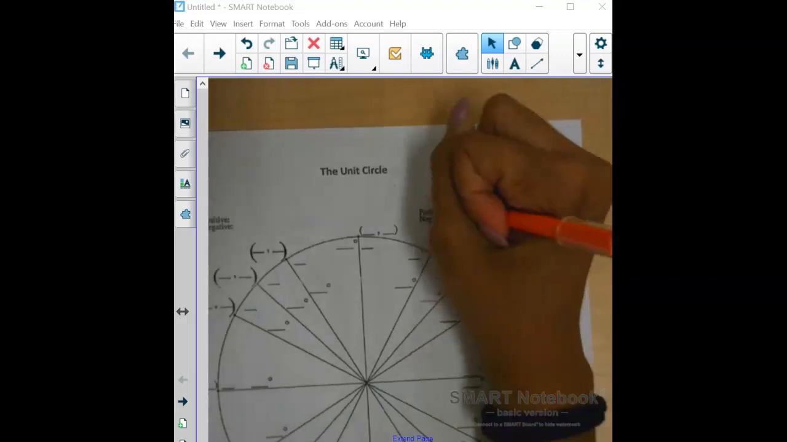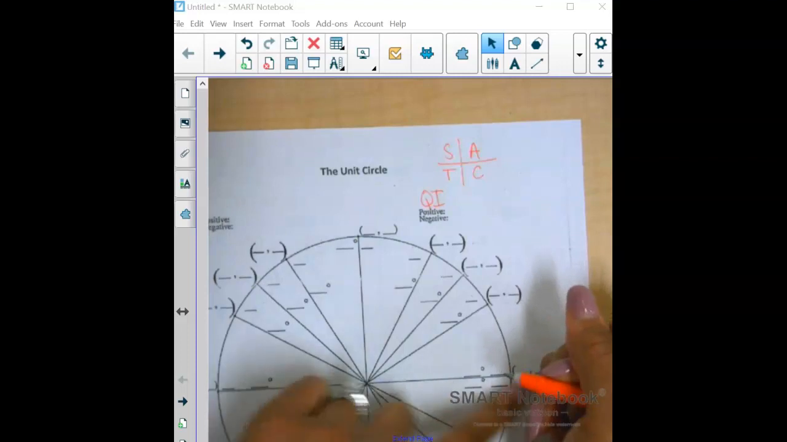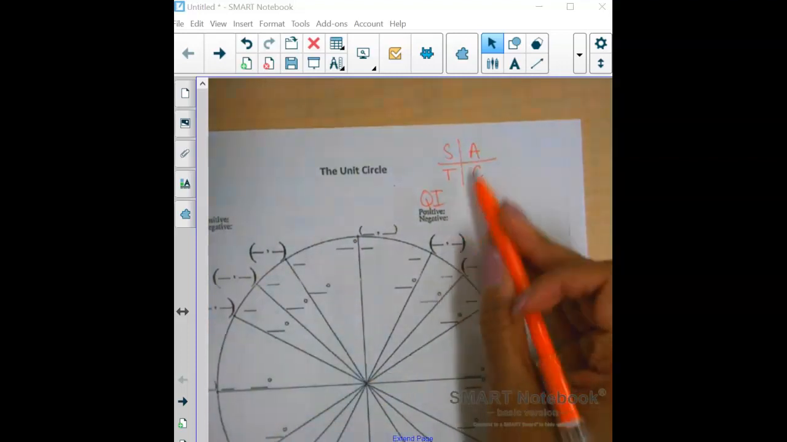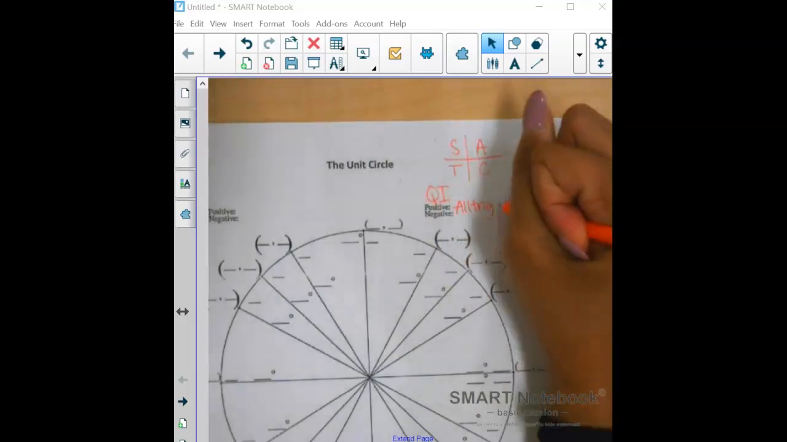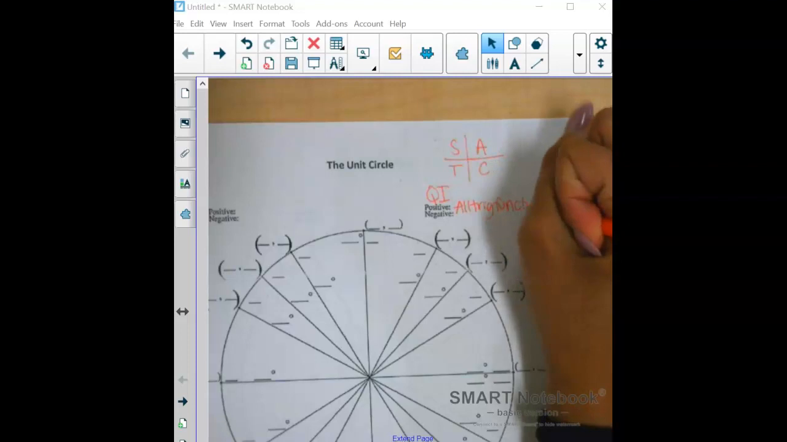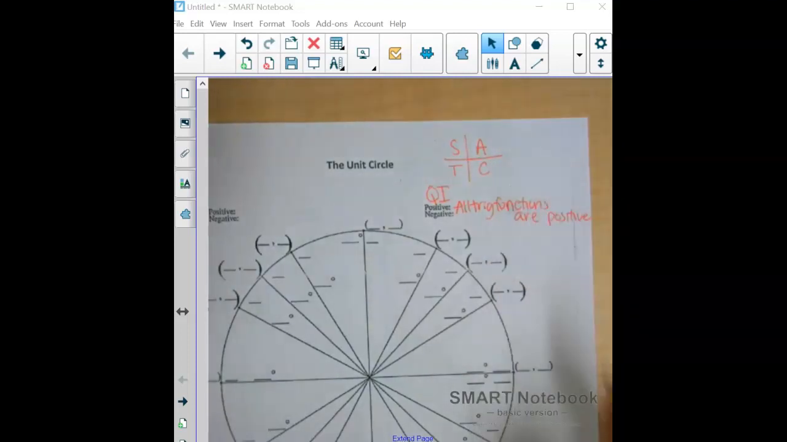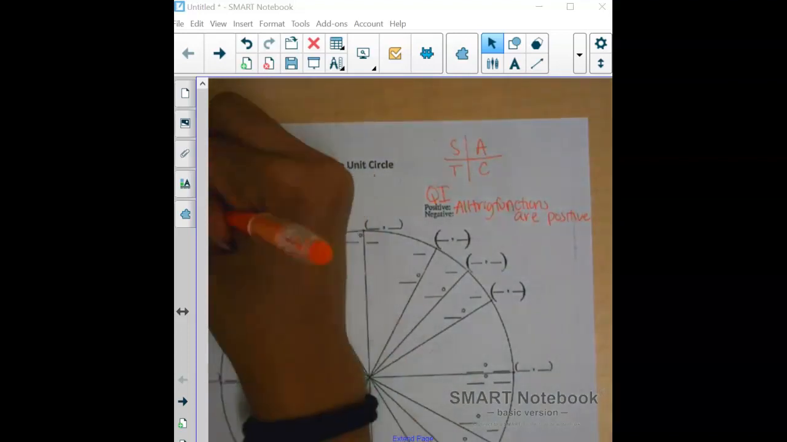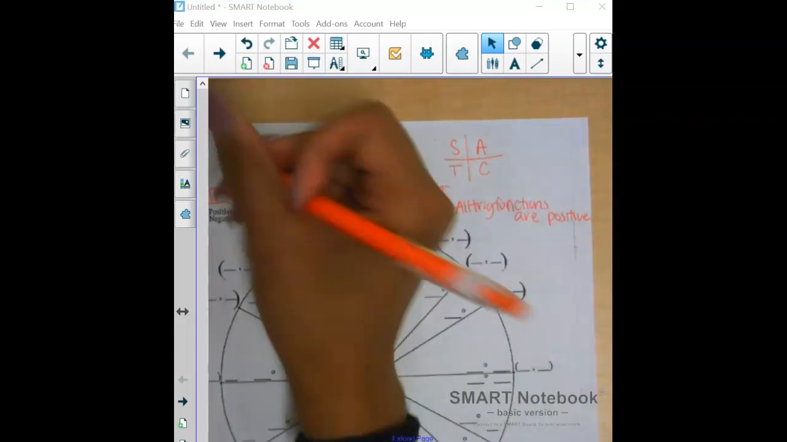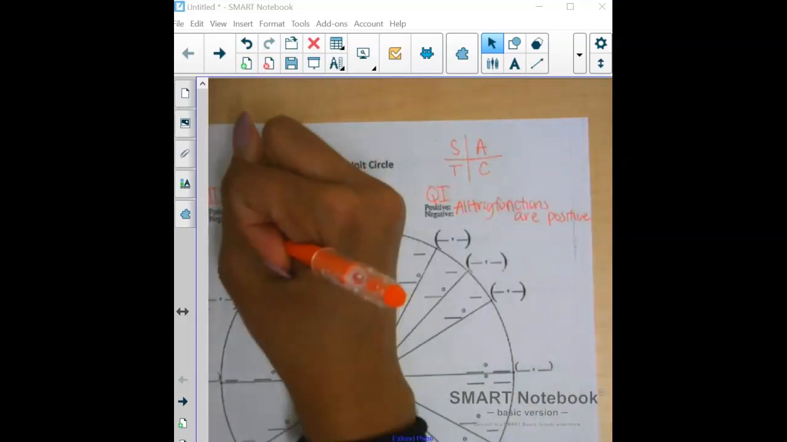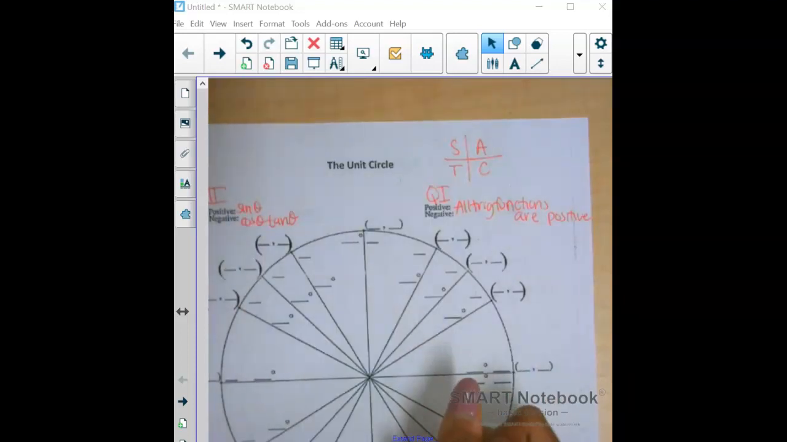In quadrant one, I'll put it in Roman numeral, quadrant one, that's this quadrant. All of your trig function signs are going to be positive. So I'm going to put all trig functions are positive. We have quadrant 2 over here. In quadrant 2, only the sine functions are positive. So sine of theta is positive. That means cosine of theta and tangent of theta are both going to be negative.